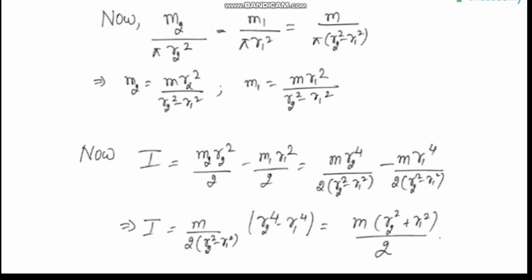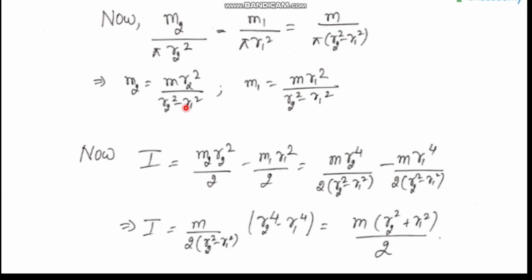Now how to find M2 and M1? We can compare the mass per unit area. The mass per unit area for the entire thing remains the same. So for this disk it is M2 by pi R2 squared. For the second disk, it is M1 by pi R1 squared. For the annular disk, it is M by pi times the area, which is obviously R2 squared minus R1 squared. From this, I obtain the values of M2 and M1.